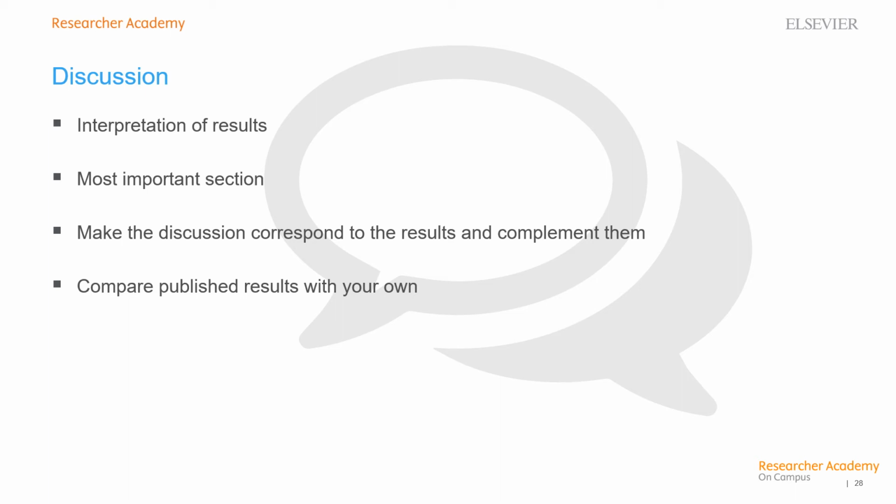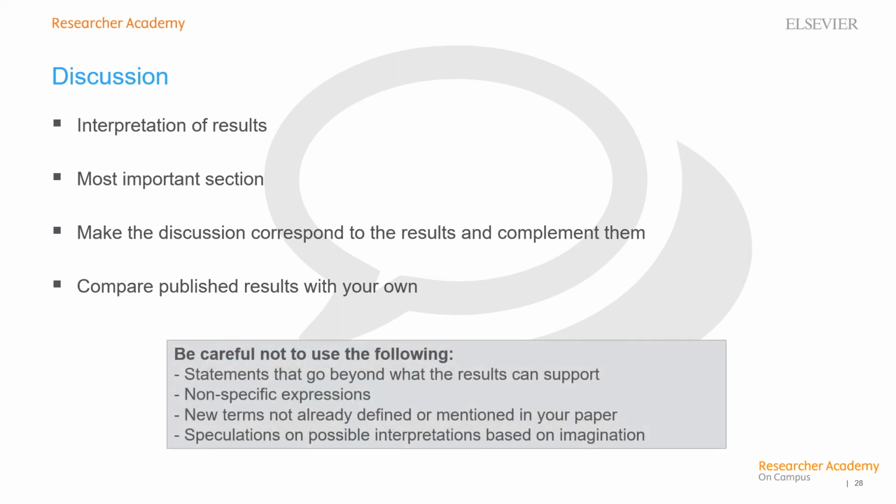Compare other published results with your own, and do not ignore work that's in disagreement with yours. Rather, confront it and convince the reader that your results are correct or better. As it says here, do be careful not to use the following. Things like statements that go beyond what the results can support. Non-specific expressions, such as in a scientific article, for example, something like higher temperature or at a lower rate. Try to use quantitative descriptions instead.